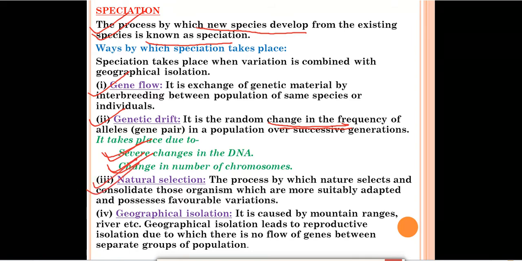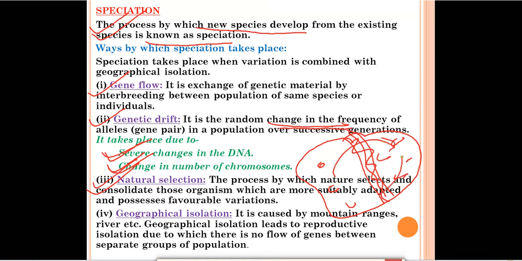And the last one is geographical isolation. It is caused by mountain ranges, rivers, etc. Geographical isolation leads to reproductive isolation, due to which there is no flow of genes between the separate groups of population. For example, suppose there is one big forest with a river in between. On this side some population is there, and on that side some population is there. It is not possible for this population to go to that side and that population to come to this side.